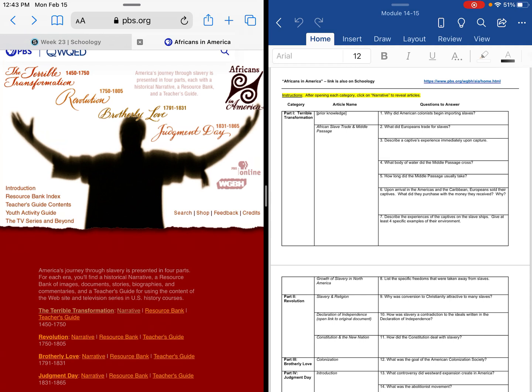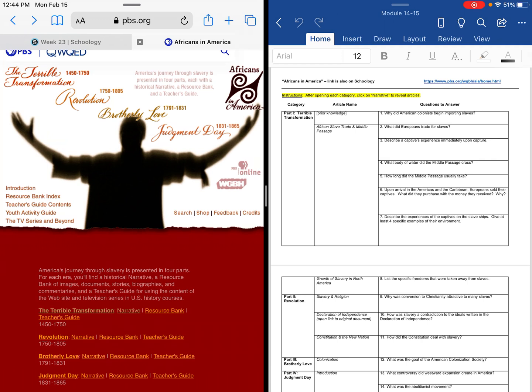So if you look on the right-hand side of the screen, you can see that part 1 says Terrible Transformation. That's the part that I'm going to be reading. And we have 1, 2, 3, 4, 5, 6, 7, 8 total questions from part 1. Within each part, there are multiple articles. And so I have a separate column that says article name. The first one is just your prior knowledge.